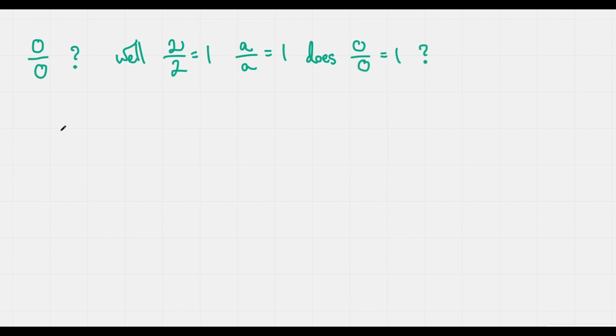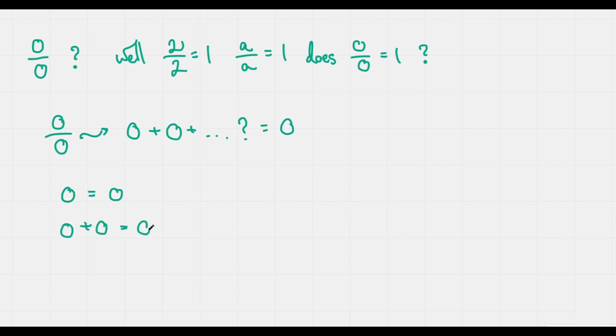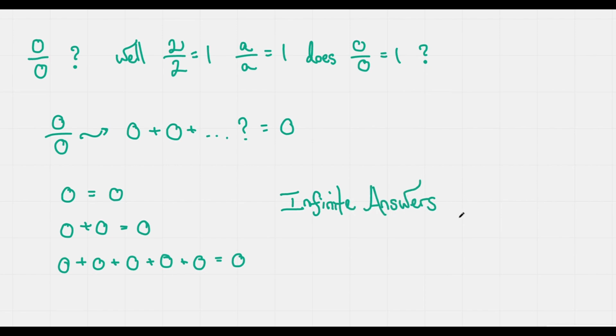Let's examine. Well, 0 divided by 0 is asking, how many times should I add 0 to get 0? Well, I could do this 1 time, or I could do this 2 times, or I could do this 5 times. There are essentially an infinite number of possible answers, and so there is no single answer. Thus, rather than say that the operation is undefined, we say that it is not well defined.